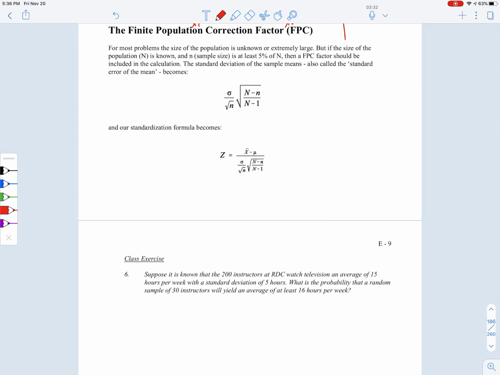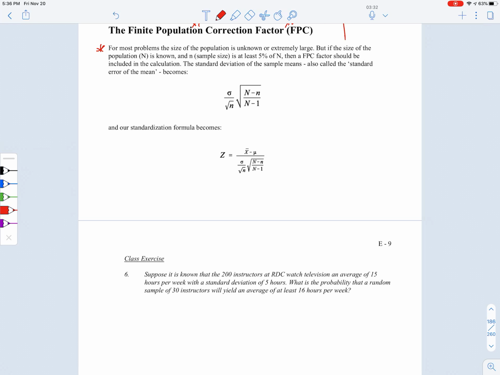Hey folks, we are continuing on in Unit E, Sampling Distributions and Estimation, and we're going to introduce a new concept here, the finite population correction factor. So let's take a look at what this paragraph says here.